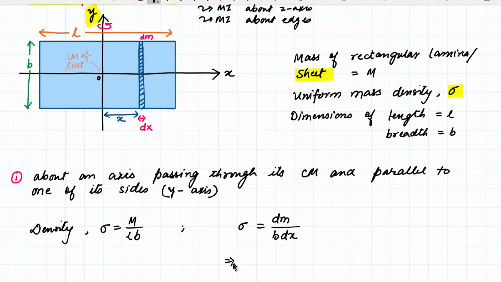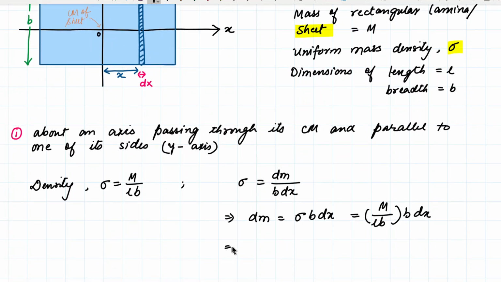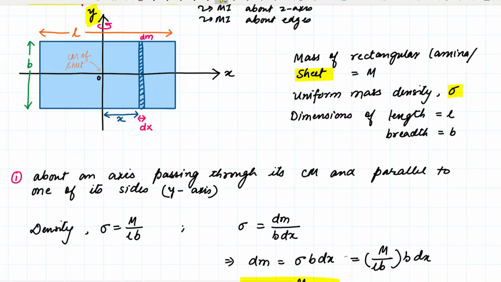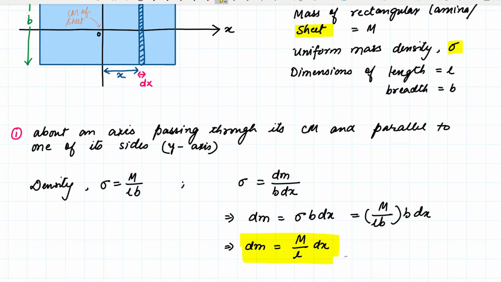Okay, and from here I can say dm is equal to sigma times b dx, where sigma is equal to m upon lb into b dx. So dm is equal to m upon l dx. This is okay. So I want to calculate the area element, and the area element dm is in this manner.